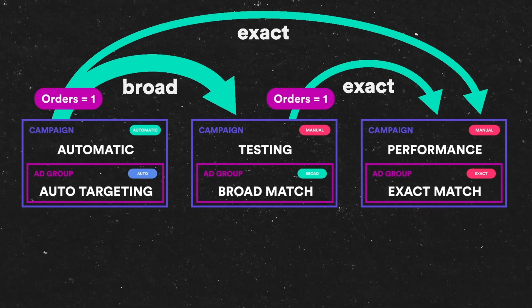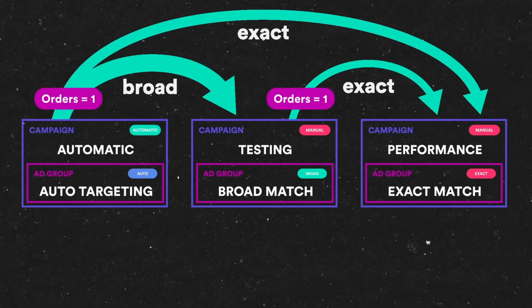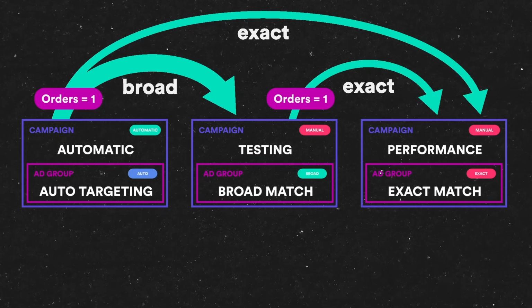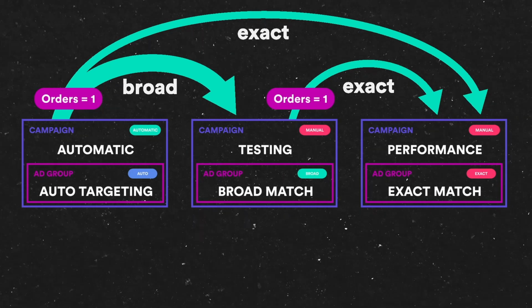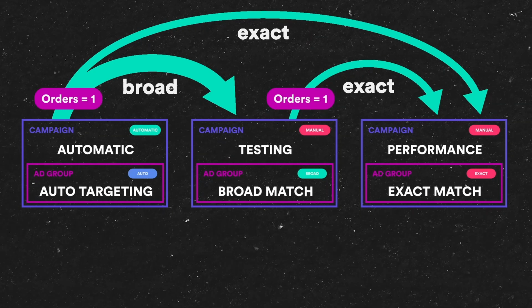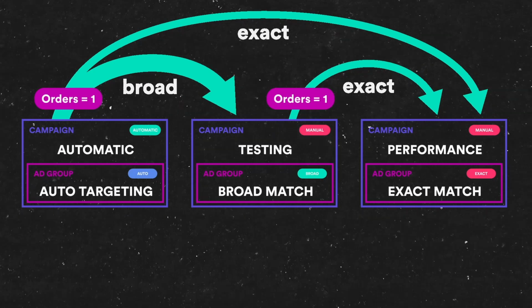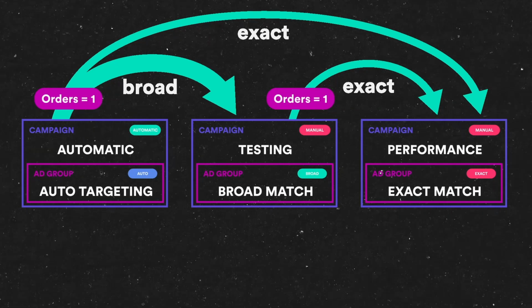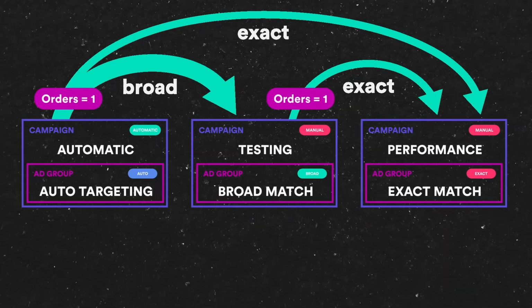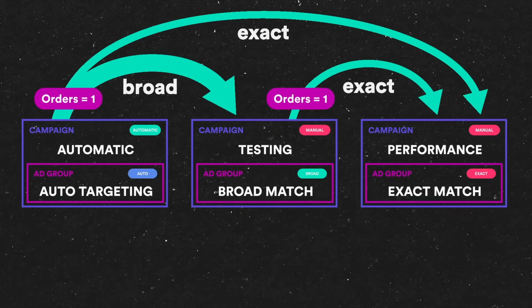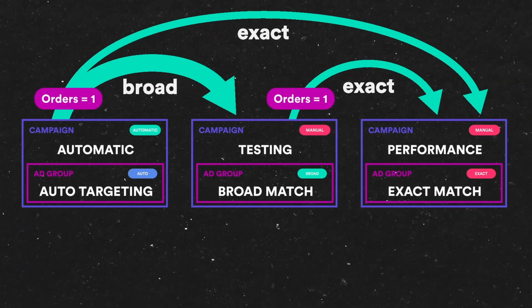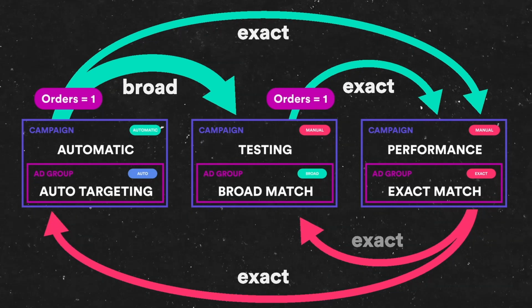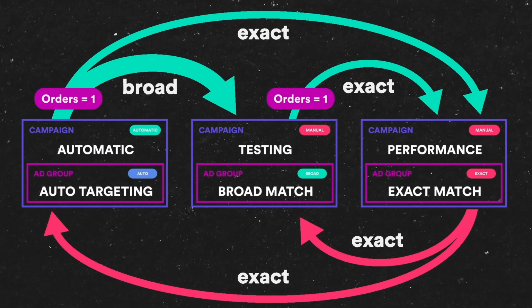When a search term is added as an exact match keyword to our performance campaign, we don't want that search term to also be targeted by our auto and manual testing campaigns. If we add that search term as a negative exact match to an ad group or campaign, your ad is blocked from being shown for that exact term. So anytime you add an exact match keyword to your performance campaign, we also want to add that search term as a negative exact match to both our auto and manual testing campaign, so only our performance campaign can target it.